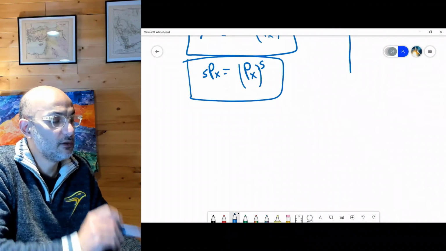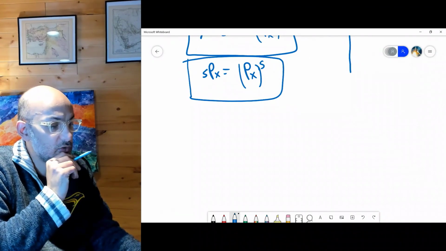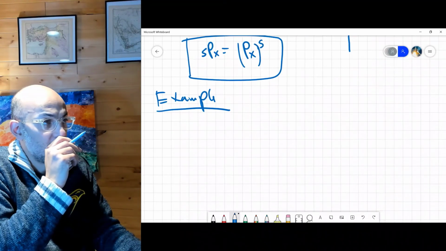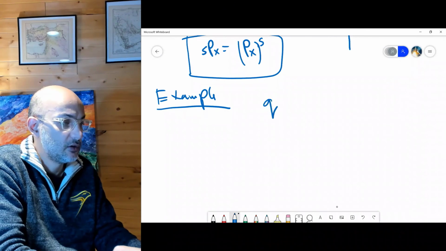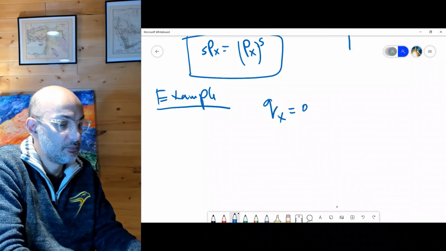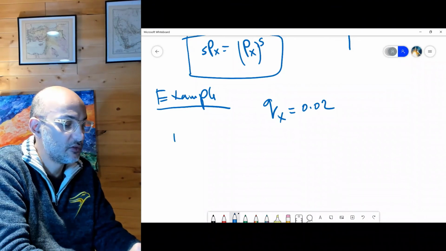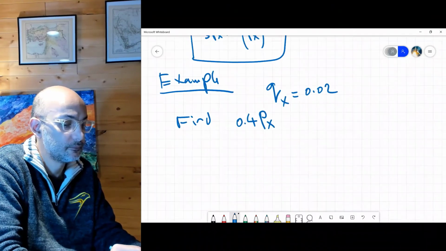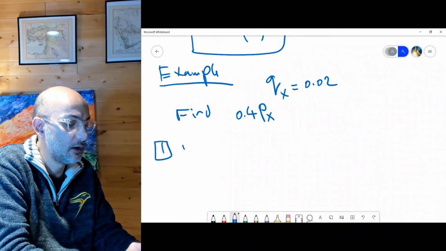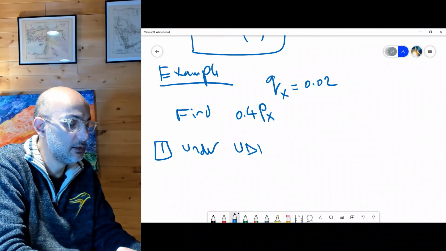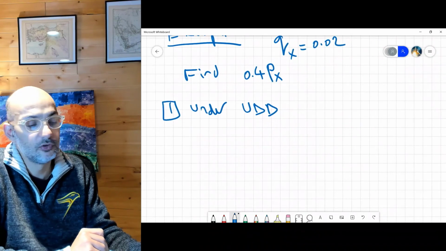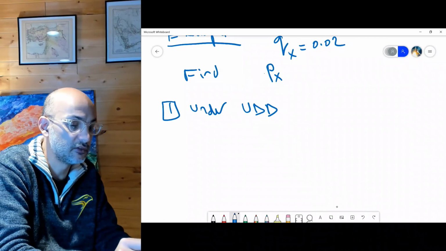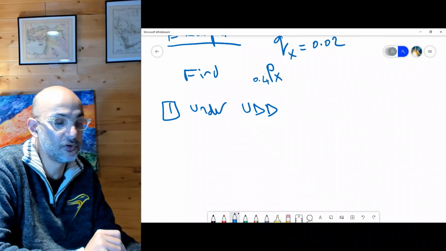So what I wanted now to do is to take one example to help us understand. The one example I wanted to do is, imagine qx is equal to 0.02 and the question is to find 0.4 px, and the first one is under UDD. So under the uniform distribution of death we wanted to find 0.4 px. This is not multiplication, this is to survive, for a life age x, to survive 0.4 years, right?